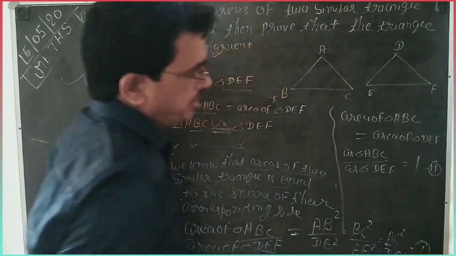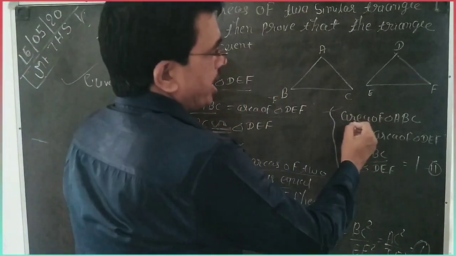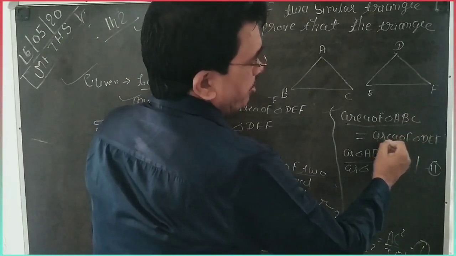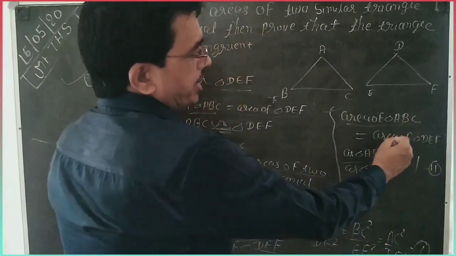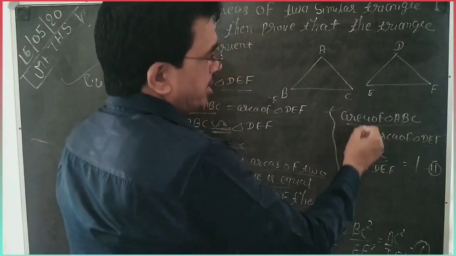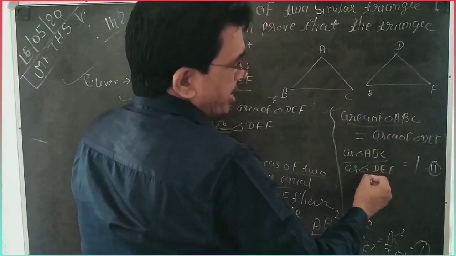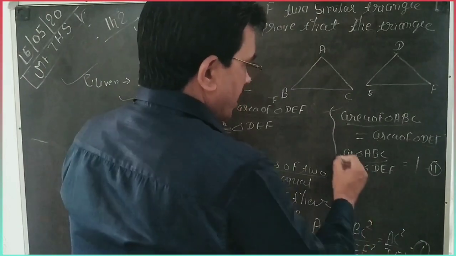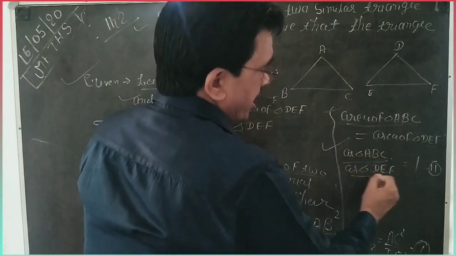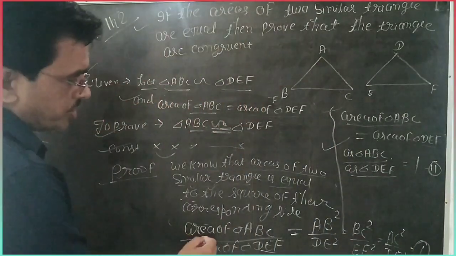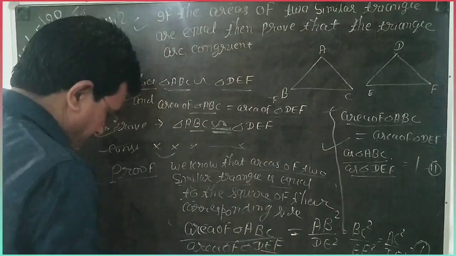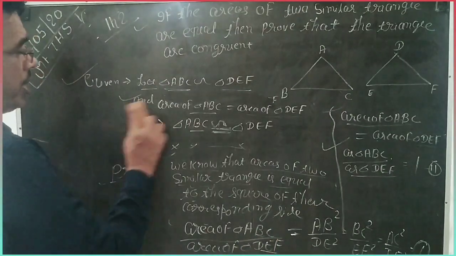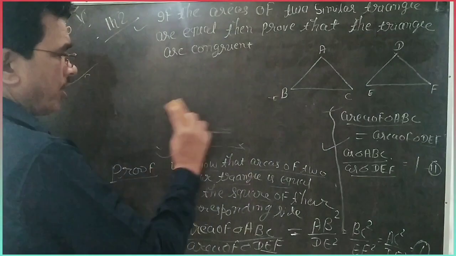That is the first equation. Second, it is given that area of triangle ABC is equal to area of triangle DEF. Taking this to the other side, area ABC divided by area DEF, you get 1. So the second equation is 1. LHS is area of triangle ABC by area DEF, and here is also area of triangle ABC by area of DEF. Both LHS are equal, then you write RHS is also equal.